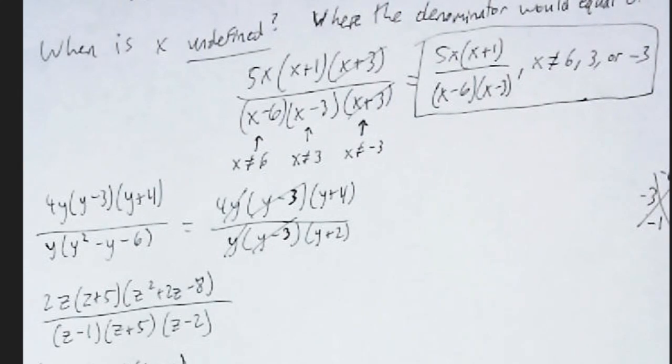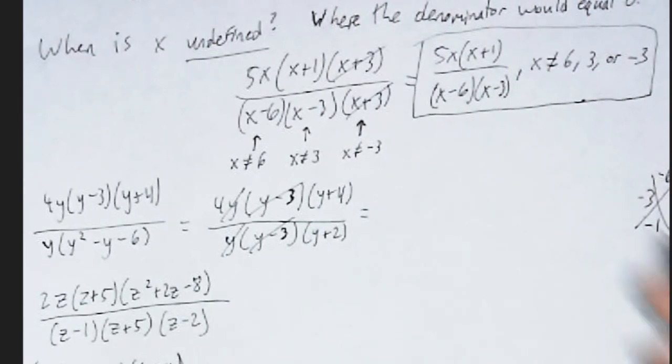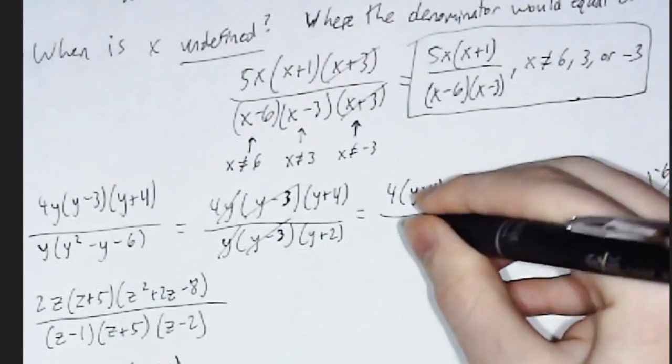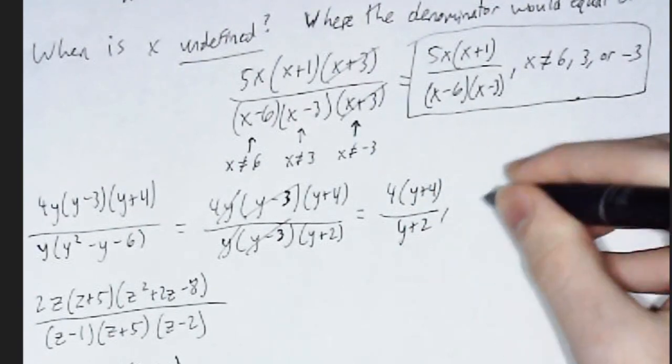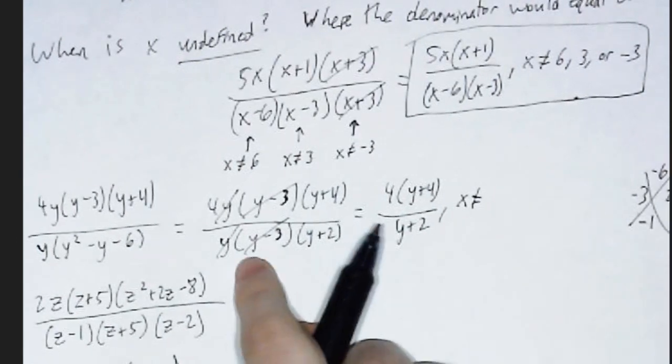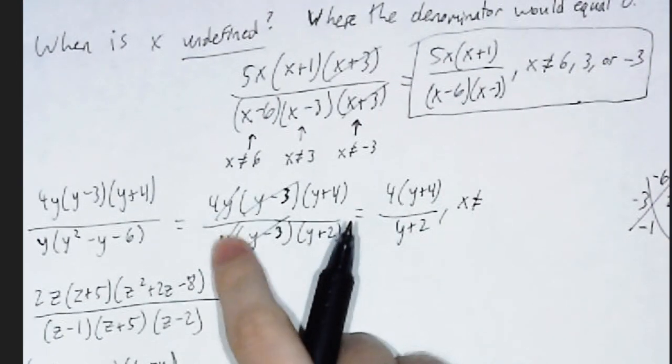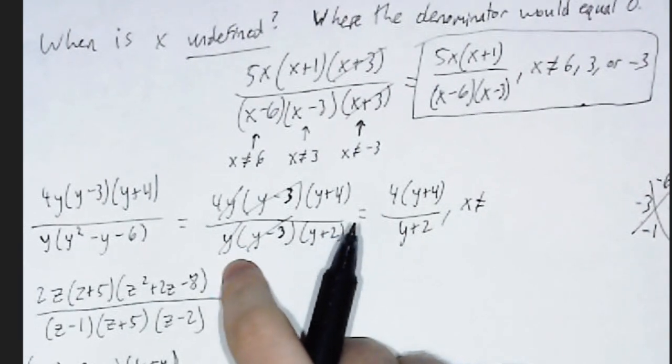We can also cancel the y's here out front, and we're left with 4 times y plus 4 over y plus 2. Now, where is x undefined? Well, let's look at our factorization of the denominator. We have y here. Now, what do we plug in to make this equal 0?